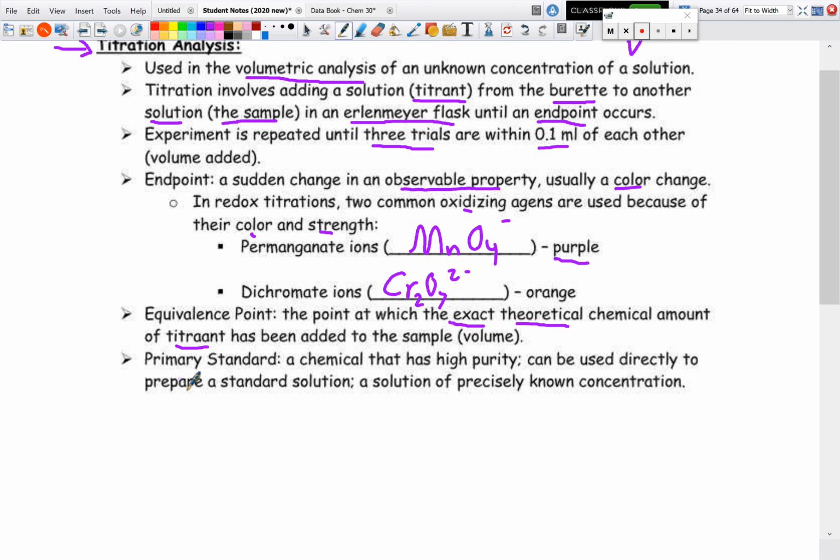And of course, a primary standard. This is something that has high purity and can be used directly to prepare a standard solution. And this is normally a solution that has precisely known concentration. So of course, if you are going to be doing a laboratory technique like a titration, you need to know, for the most part, your titrant, but it could be your sample as well. You need to have one thing with a precisely known concentration, and that is used with a primary standard, and that gives our standard solution.